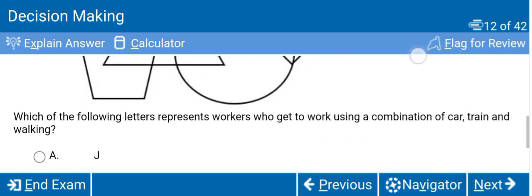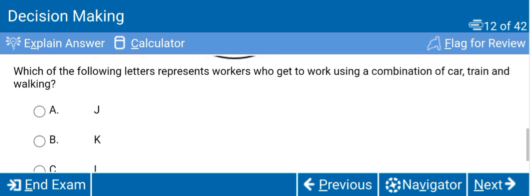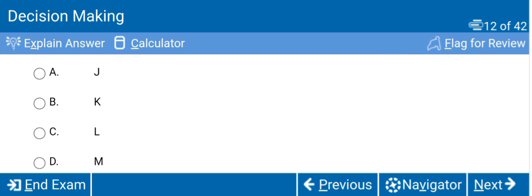So the question is: which of the following letters represents workers who get to work using a combination of car, train and walking? So here we have option A, J, option B, K, option C, L, and option D, M. Now we have to tell which one uses all 3 of these.